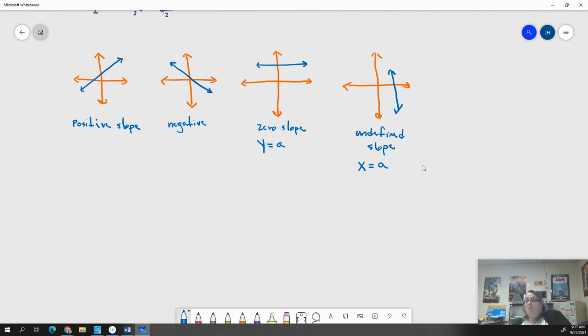No matter what y is, x is always going to be a, and it's never going to cross, so you're not going to see a y in this equation because it's never going to come over here into y, right? And in the horizontal case, you won't see an x because it's never actually going to cross the x-axis. It's always going to be the same.